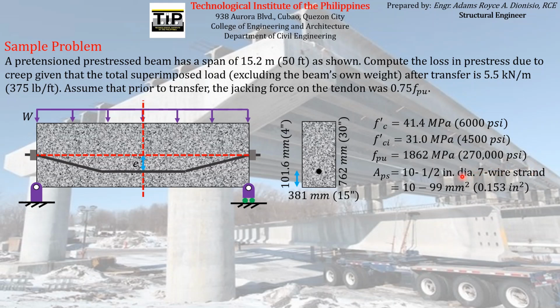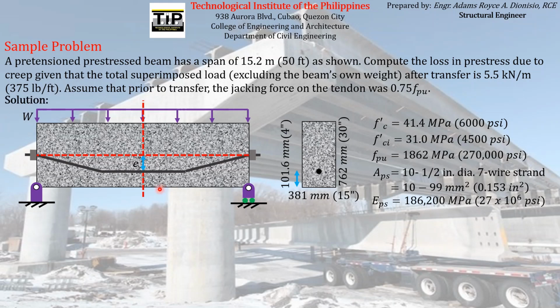the area of the pre-stressing reinforcement, which is actually 1/2 inch diameter 7-wire strand with an area equal to 99 mm squared or 0.153 inches squared. And we have 10 of those.